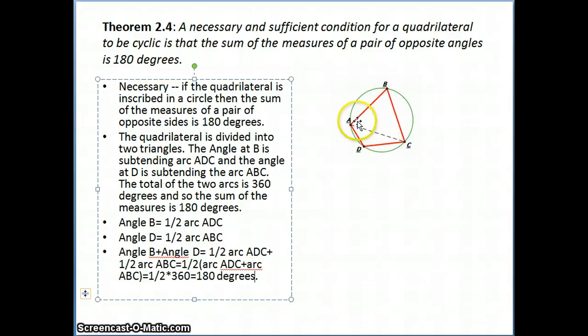So similarly, we can prove angle C plus angle A is also 180 degrees if we connect B and D. In fact, we have proved before in one of the sections that the degree sum of a quadrilateral is 360 degrees. So angle A plus B plus angle C plus angle D is 360. If these two add up to 180, of course A plus C is also 180. Okay, so now the necessary condition has been proved.